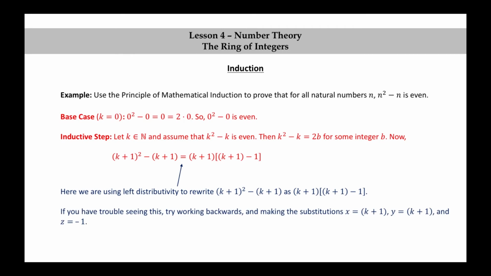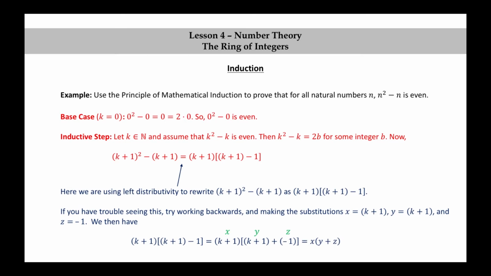If you're having trouble seeing this, try working backwards and making the substitutions x equals k plus 1, y equals k plus 1, and z equals negative 1. Let's look at the details here. We then have (k plus 1) times (k plus 1) minus 1. First, let's rewrite subtraction as addition, so we rewrite that minus 1 as plus negative 1. And we'll make these little substitutions, x, y, and z, to get x times (y plus z).